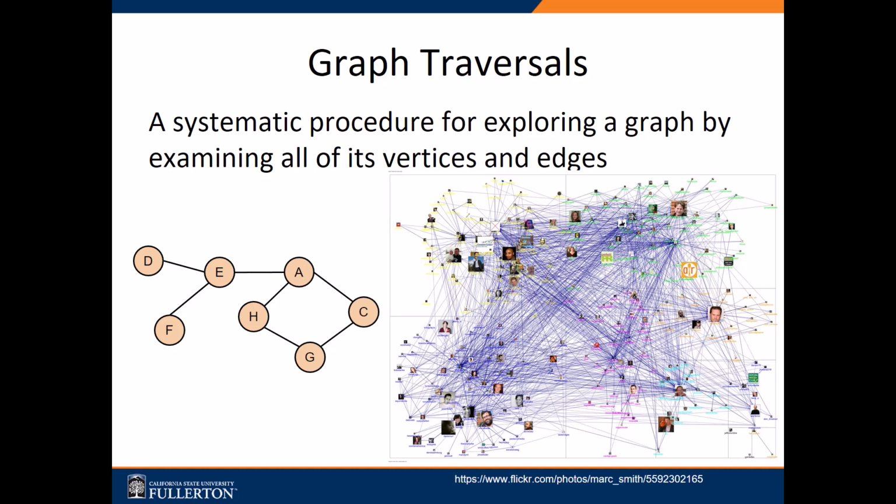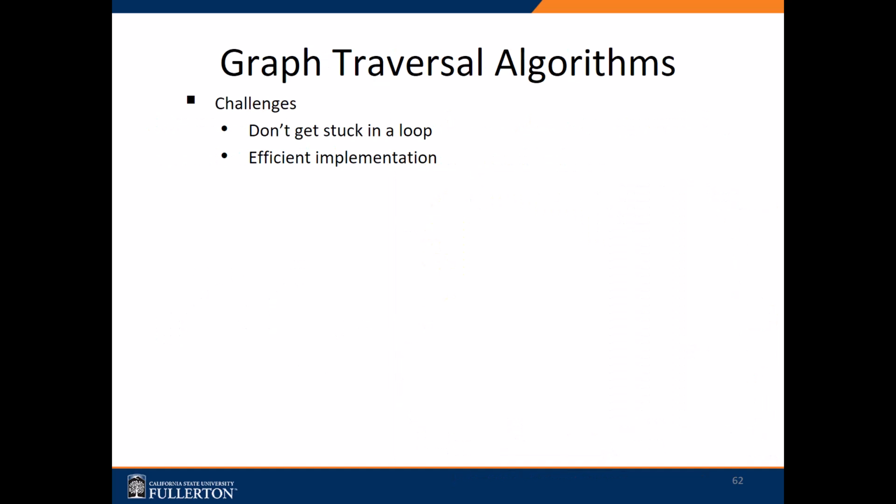For example, a social network can be represented as a graph with people being the vertices and the connections between people as the edges. Such a graph will have millions of vertices and hundreds of millions of edges. So if we need to explore such a large graph, we would need to do this systematically with an algorithm. The first challenge when we traverse a graph is to make sure that we don't get stuck in a loop, because large graphs will likely have several loops. We also want to make sure that our algorithm is efficient in both running time and the space that's required.